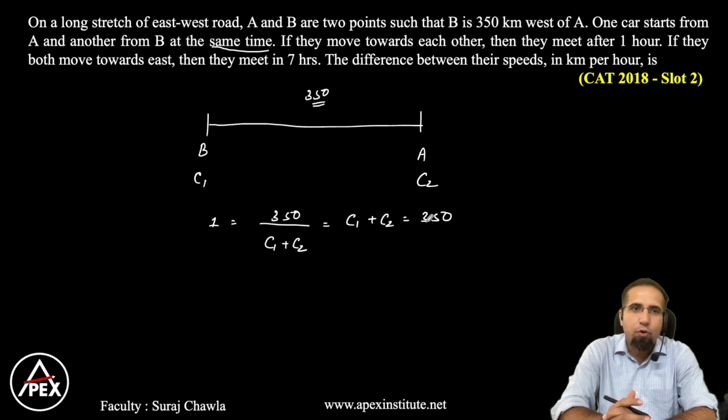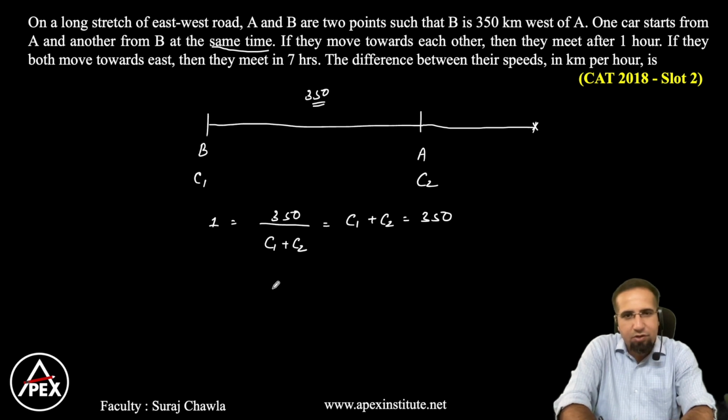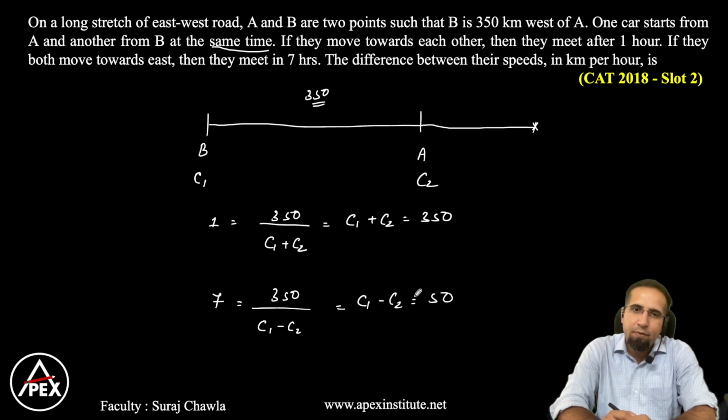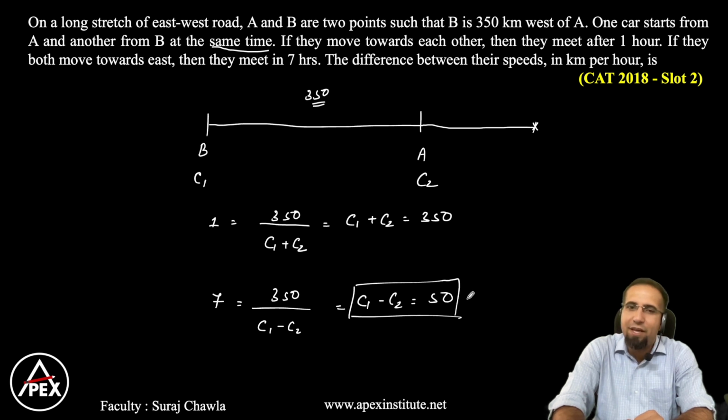kilometers an hour. Now, if they both move towards east, then they meet after 7 hours. Now, when they are both moving in the same direction towards east, they are meeting after 7 hours, right? Again, the relative distance is 350 divided by C1 minus C2 is equal to 7 hours. So, from here if I simplify, I get C1 minus C2 is equal to 50 kilometers an hour. Now, either I equate both of them to calculate C1 and C2 individually, but please understand the question is not asking that. The question is asking you to find the difference between their speeds in kilometers an hour. So, the difference between their speeds is already given to us, that is 50, and therefore 50 kilometers an hour becomes your answer.